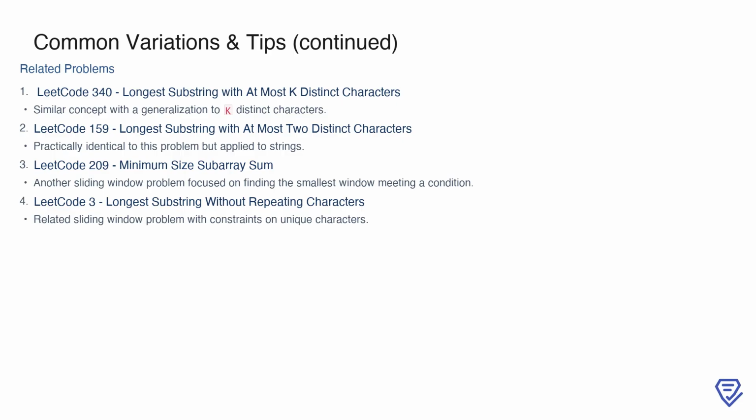Another related problem is LeetCode 209, minimum size subarray sum, which also uses the sliding window technique but focuses on finding the smallest window that meets a specific condition. Finally, LeetCode 3, longest substring without repeating characters, explores a constraint on uniqueness, further demonstrating the versatility and importance of mastering sliding window problems in algorithmic problem solving.